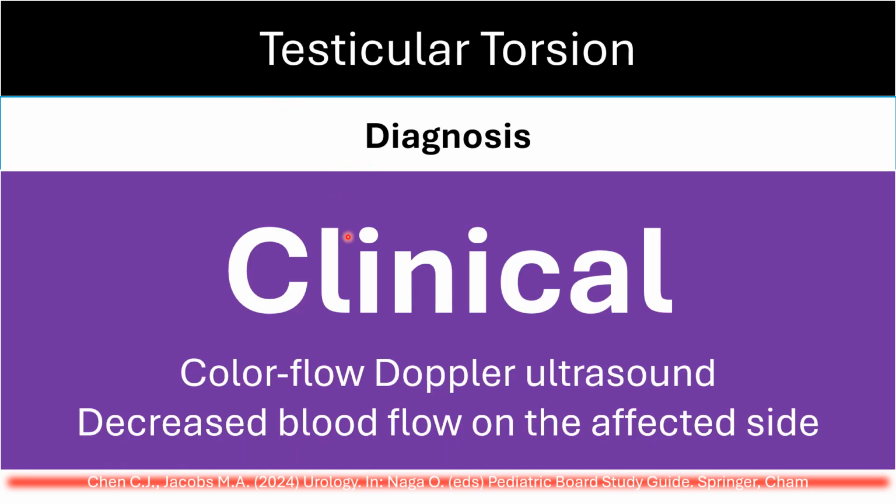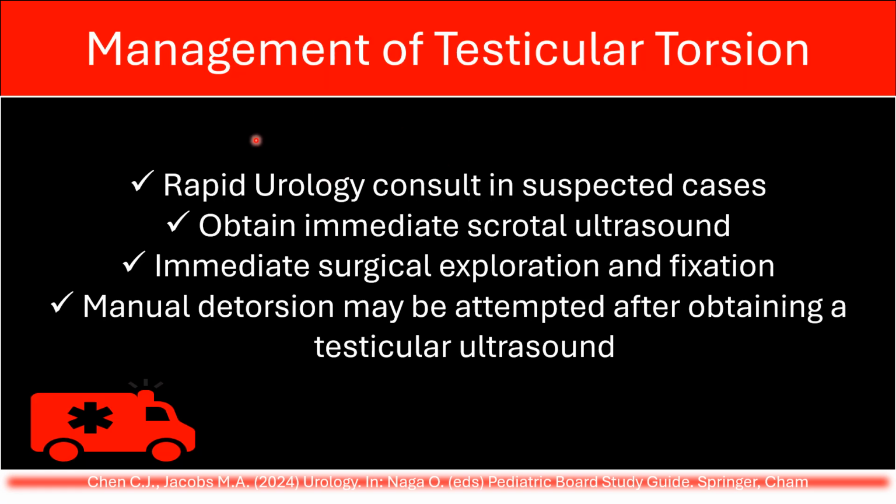Diagnosis of testicular torsion is a clinical diagnosis. On ultrasound, order color flow Doppler ultrasound, which will show decreased blood flow on the affected side. Management of testicular torsion: immediate urology consult in suspected cases, and it is important to speak to the urologist in person. Don't leave a message. Then very important to obtain immediate scrotal ultrasound. So this consultation can be done even before the ultrasound if suspected clinically.